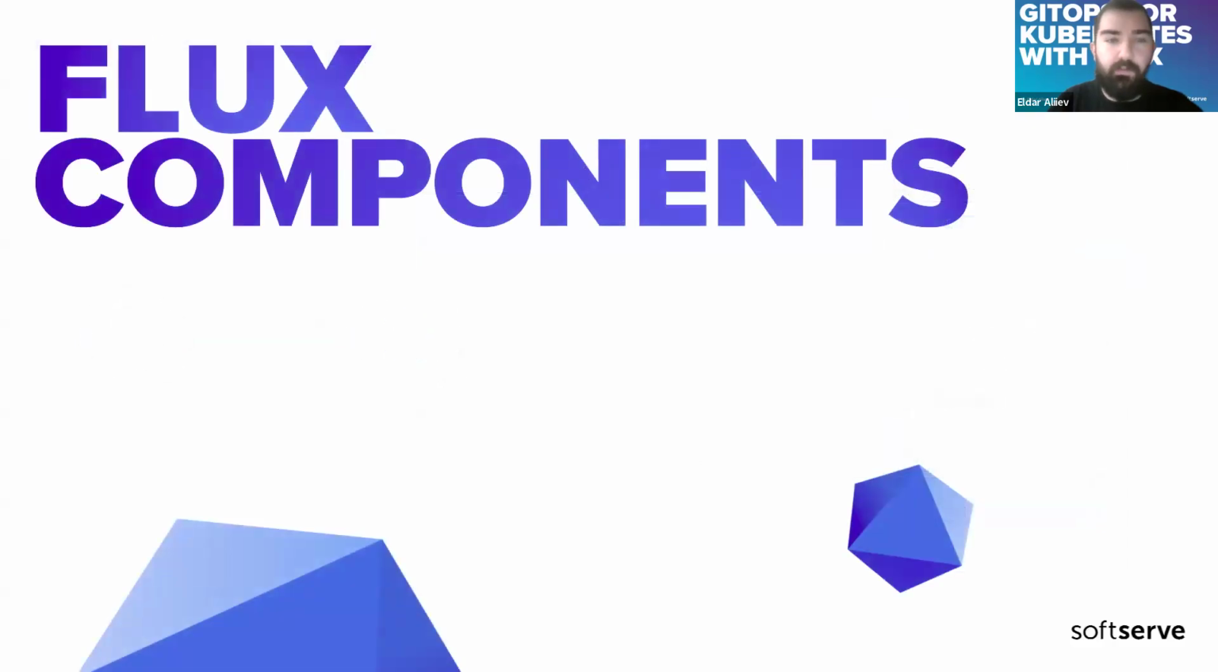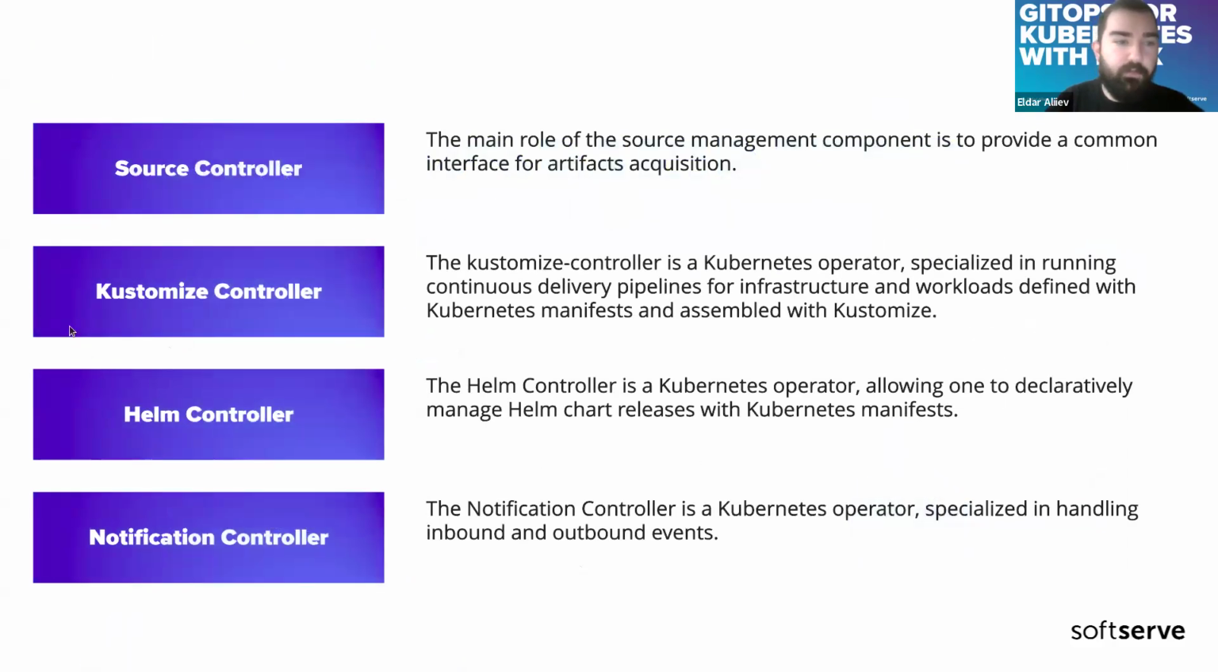Now, what about the components? As I mentioned, we have four different components here. The source controller has some basic resources like Git repository, bucket, or OCI registry, and there you can define all of the configurations for those sources. The source controller will reconcile those custom resources, and based on the type of the custom resource, it will perform the pulling of the artifacts to your cluster.